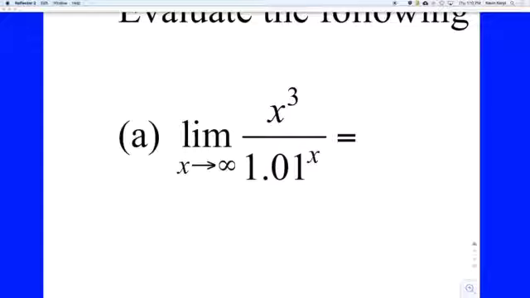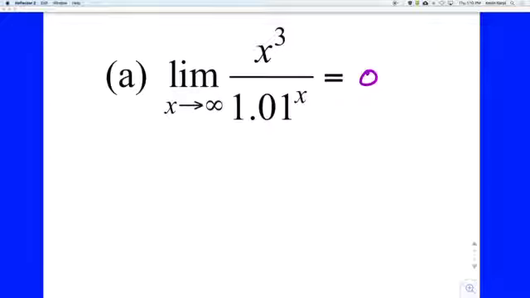So we're going to infinity here. We got x cubed over 1.01 to the x. Which grows faster, top or bottom? Bottom, right? In the long run, the bottom is exponential, the top is cubic. So in the long run, this will go to 0.